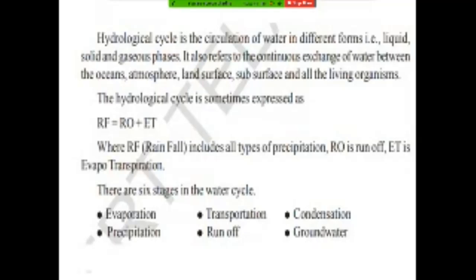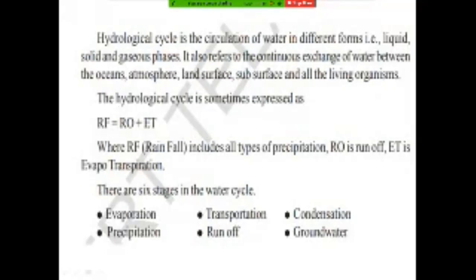RO is runoff water. After the rain falls, we see the water flowing towards the low-lying areas; that comes under runoff. And what is ET? ET is evapotranspiration, meaning evaporation as well as transpiration. What is transpiration? The water or moisture present in the plants, trees and all the vegetation, from the stems and leaves, is released in the form of evaporation. That is called transpiration.